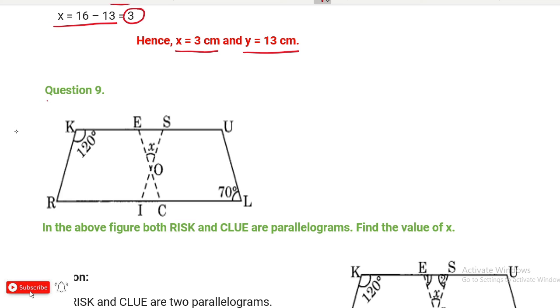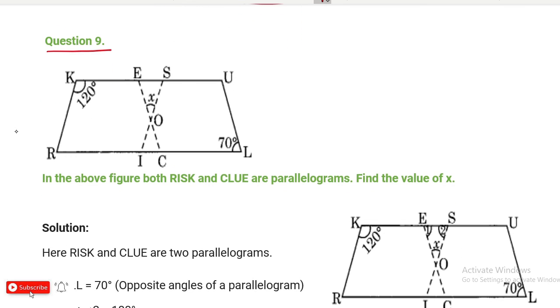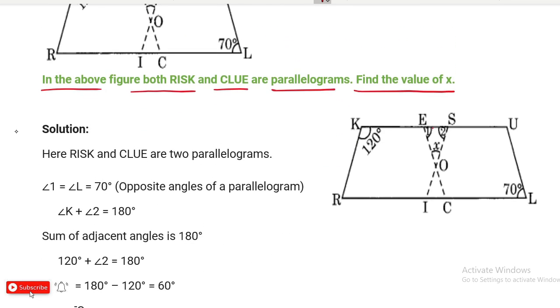Now the next question, question number 9. Question number 9 says that in the above figure, both RISK and CLU are parallelogram. Find the value of x. Here we suppose this one is angle 1 and this is angle 2. Same here in the figure, we suppose this one is angle 1 and this one angle 2. Okay, we have to find out the value of x.